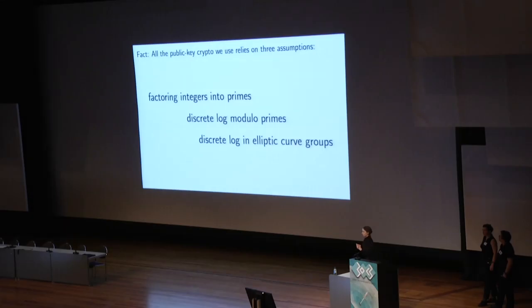The context for why this is important to cryptography is the fact that all of the public key cryptography that we use on the internet relies on three basic assumptions. Those assumptions are factoring integers into primes, discrete log modulo large primes, and discrete log in elliptic curve groups. Every single public key crypto algorithm that you actually use relies on one or more of these assumptions. This is all we have after 35 years of public key crypto research.